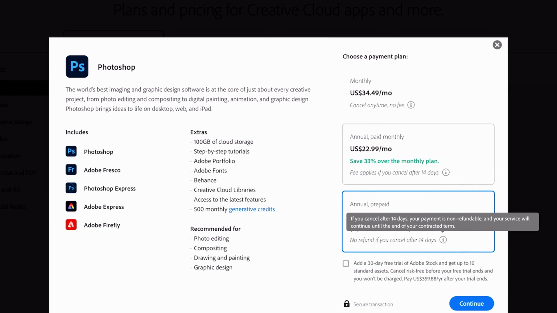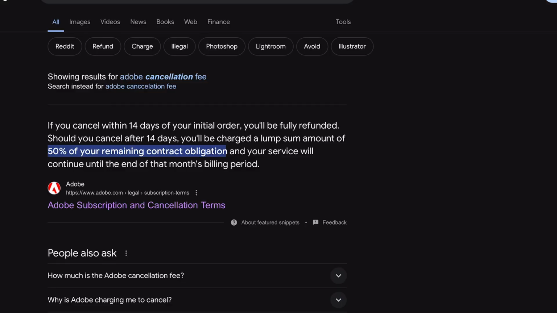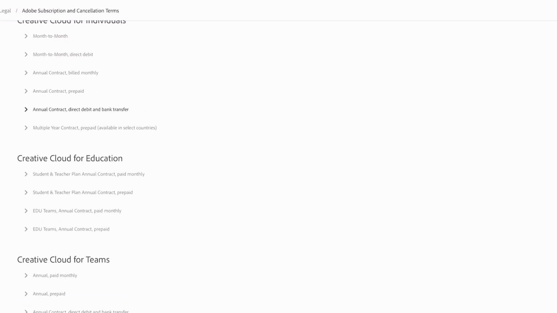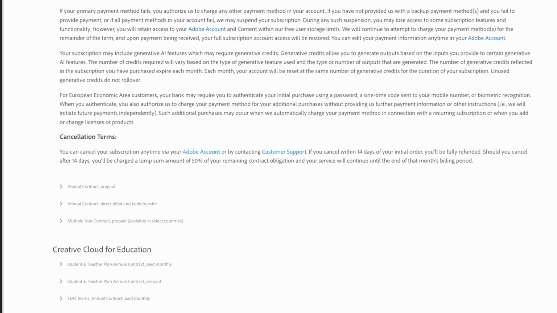If you want to find it, you have to dig into the Adobe web pages, and I would say the easy way to find it is to Google that. So let's try Adobe cancellation fee. Google has found it for us. We can see a lot of documents which are available, and we can try to find an annual contract which is billed monthly. And at the end, there is really this 50%.